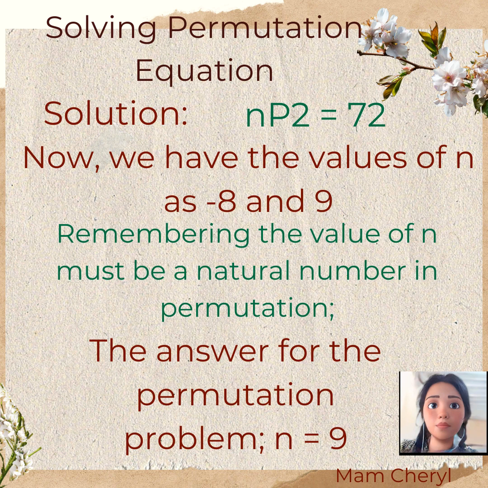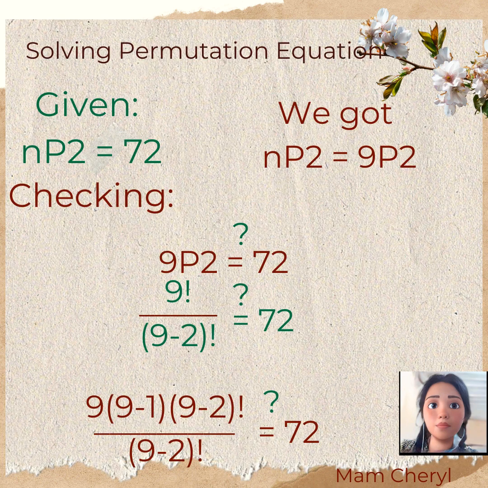So for the value of n for our permutation problem, permutation of n taken 2 is equal to 72, we have n is equal to 9. So we have permutation of 9 taken 2 is equal to 72. We need to verify our answer. So let's do the checking.